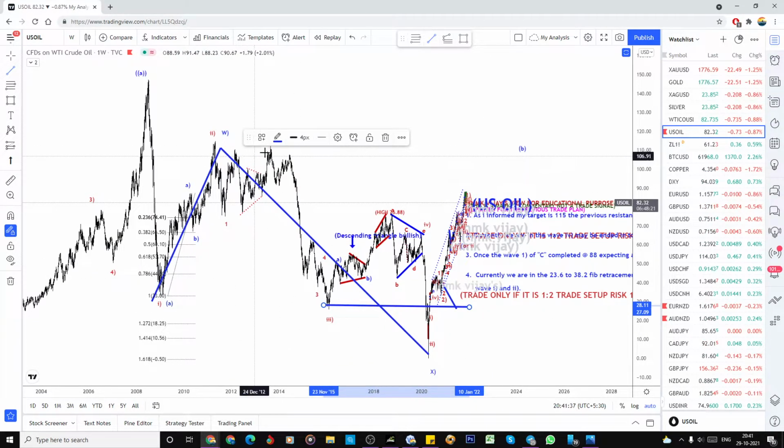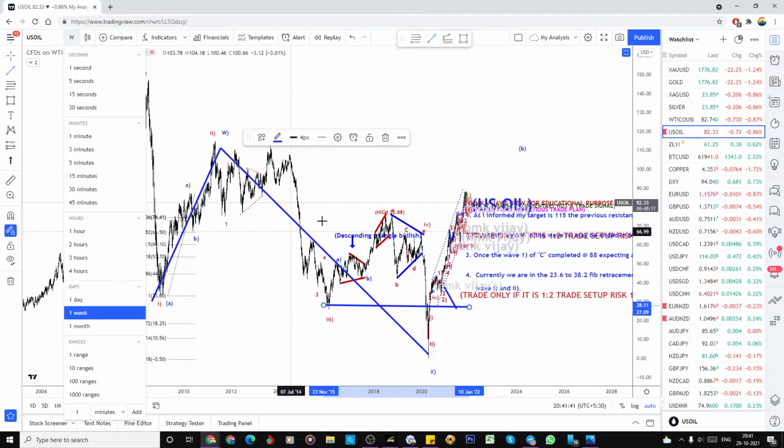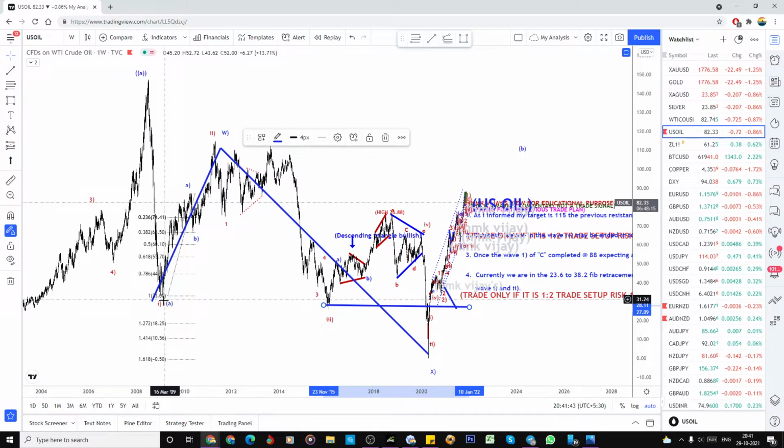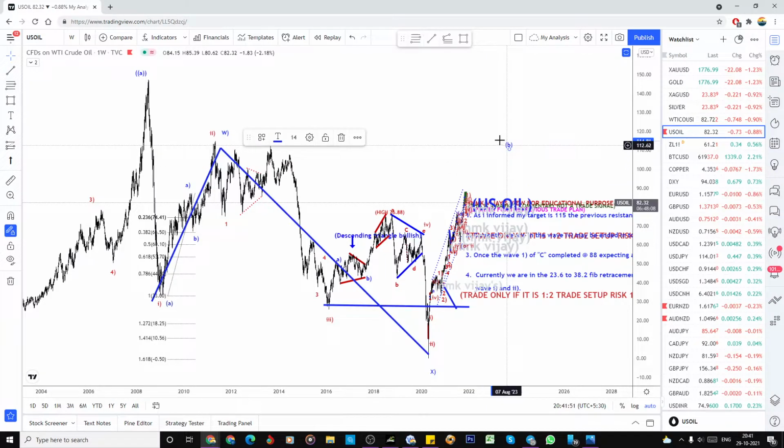So now, nearly, this is the W, this is the X. So this is my weekly chart. Okay, so this is the A, and this is the W, this is the X in the irregular flat formation, and I'm expecting the B wave, this double bracket B wave. This is a bracketed B wave.